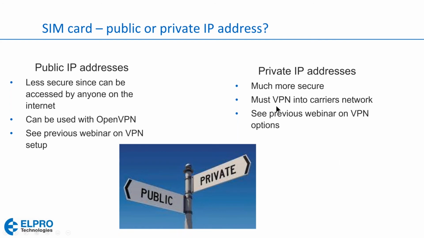So what you have to do is VPN into the carrier's network. There are two methods of doing so. One would be to get a VPN set up directly into Verizon's network or AT&T. I would suggest that's a bit of a lengthy, expensive process. Or another method is you can use the VPN service from a company like M2M Wireless.